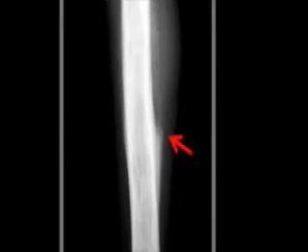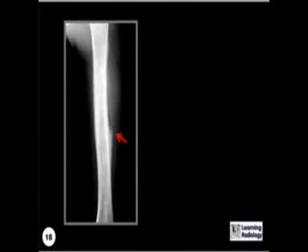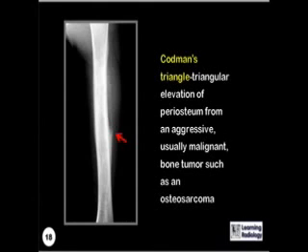What sign is being demonstrated here? This is a Codman's triangle, which is that triangular elevation of periosteum from an aggressive, usually malignant bone tumor, such as an osteosarcoma.